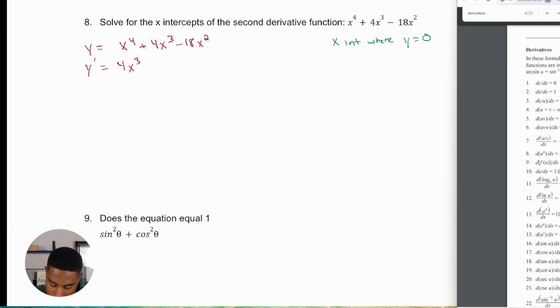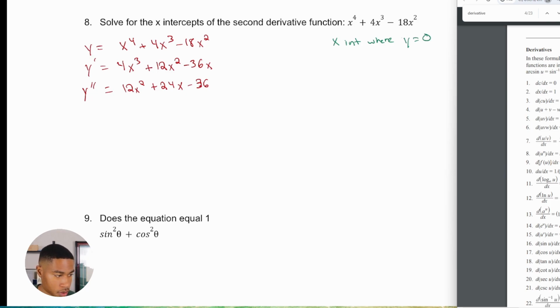And this is me taking the derivative. Plus 12x squared. And then minus 36x. Okay, so that's y prime. And so y double prime, because we're taking the second derivative of this, is going to be 12x squared plus 24x and then minus 36.